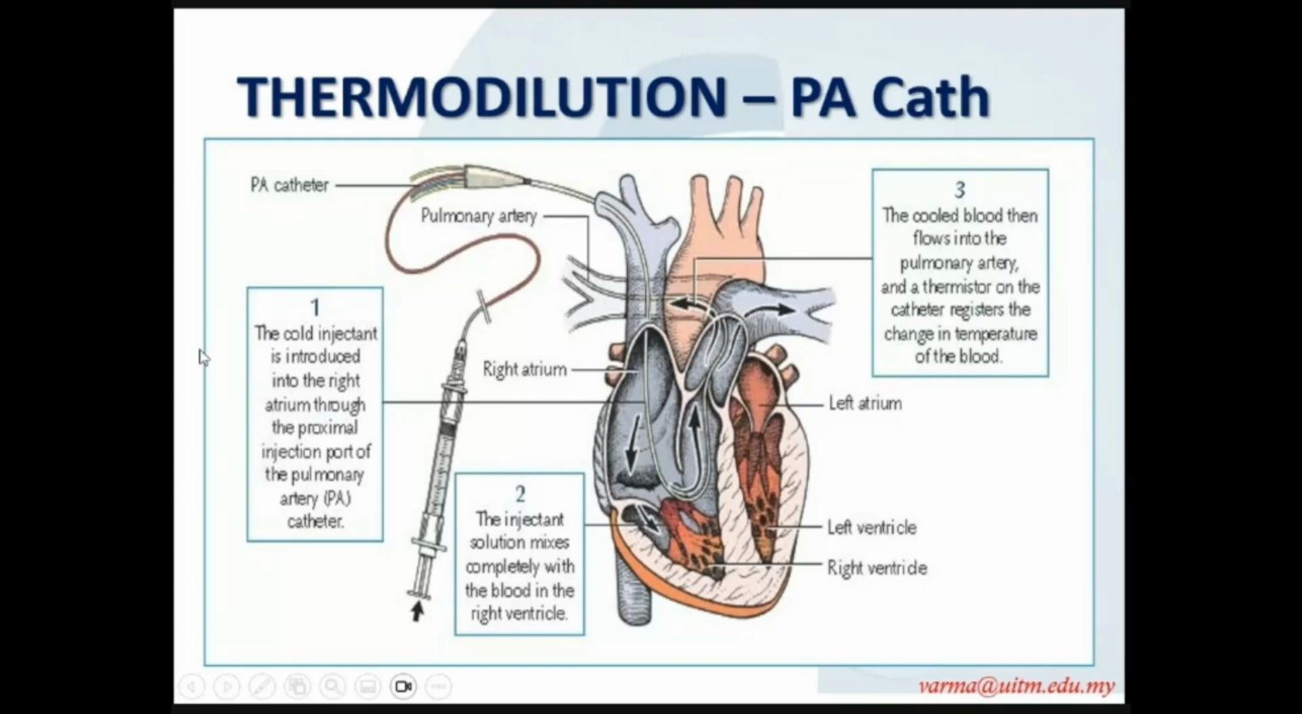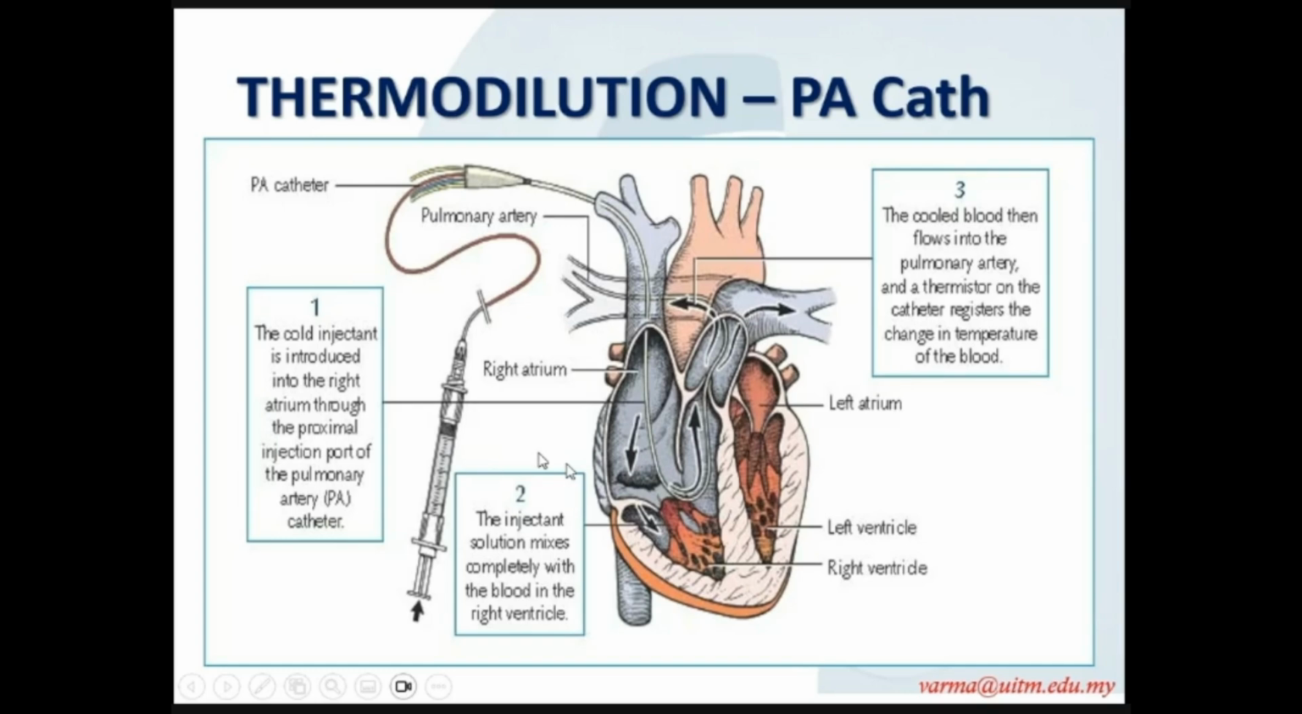cardiac output. The cold injectant is introduced into the right atrium through the proximal injection port of a pulmonary artery catheter. The injection solution mixes completely with the blood in the right ventricle. The cool blood then flows into the pulmonary artery, and a thermistor catheter registers the change in temperature of the blood. So this is an overview of how we do a thermodilution in a PA catheter. Understand? Same thing goes in PICO.